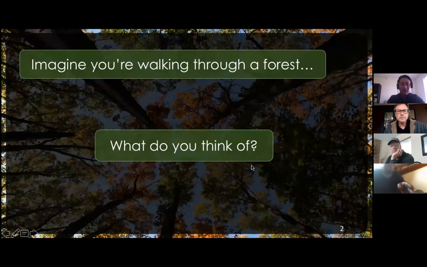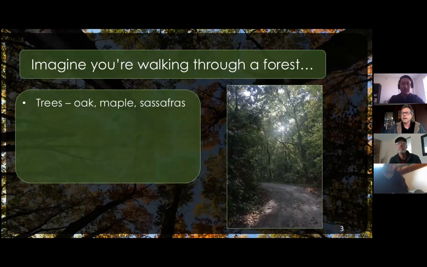Here we go. So I wanted to start off with a thought experiment of imagining that you're out walking through a forest, maybe the last time you were out in the woods. What are some of the things that you might be thinking of? For me, I'm generally thinking about what different tree species I might be finding out there, things like oak or maple or sassafras. If you've never torn a leaf of sassafras, it smells like Fruit Loops, kind of a fun thing to do as you're out walking through the woods.